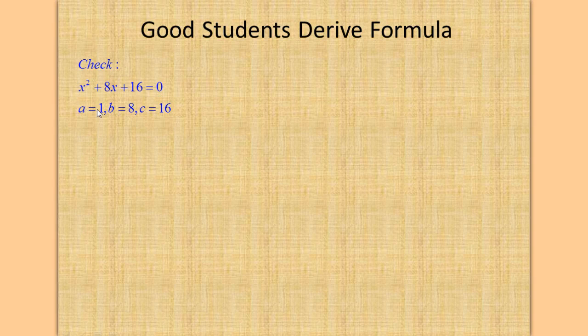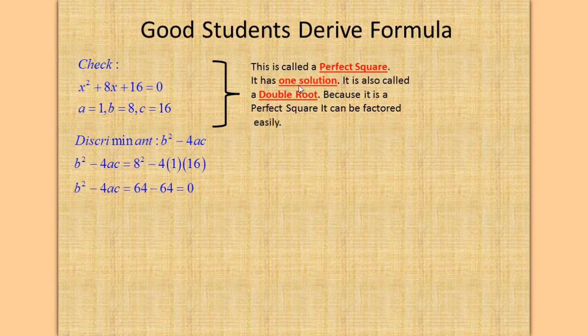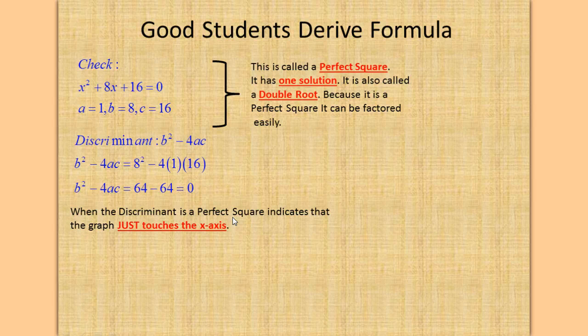As we did before, a equals 1, b equals 8, and c equals 16. Our discriminant is b squared minus 4ac. We plug all of those numbers in, and we get 64 minus 64 equals 0. So our discriminant is 0. This is called a perfect square. It has one solution. It is also called a double root, and I'm going to show you why that is. Because it is a perfect square, it can be factored easily. When the discriminant is 0, it indicates that the graph just touches the axis. It doesn't cross, it just touches.